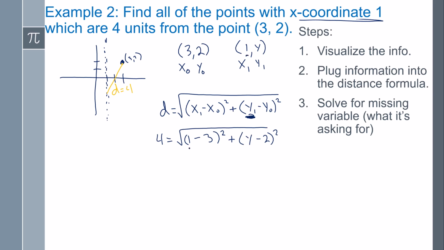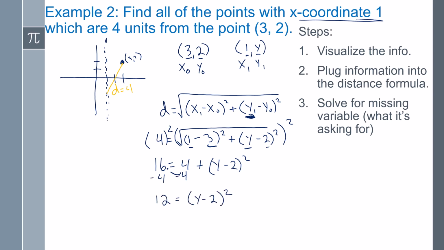My x1 is 1, my x0 is 3, my y is my y1, and then my y0 is my 2. From there, we just use algebra to simplify it. How do I get rid of a square root? I square both sides. Now, 1 minus 3 is negative 2. Negative 2 squared is 4. Now I can subtract 4.